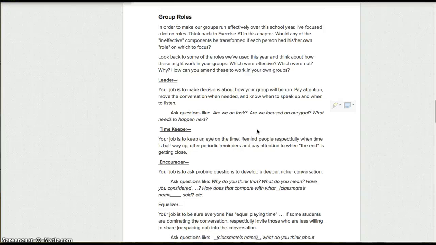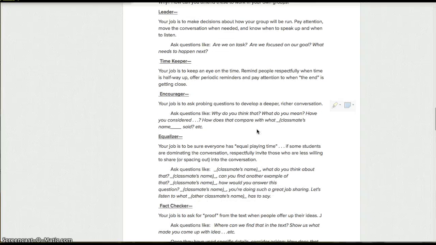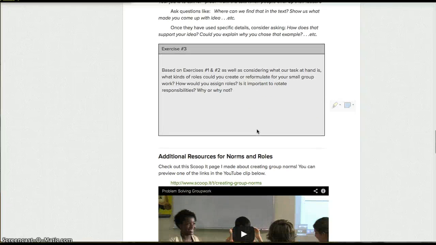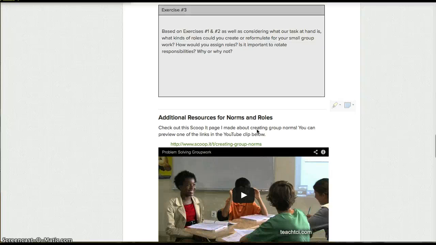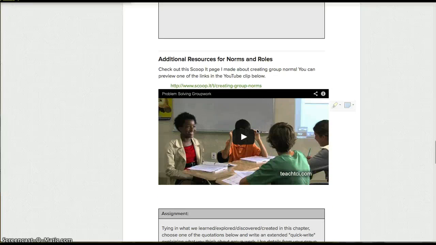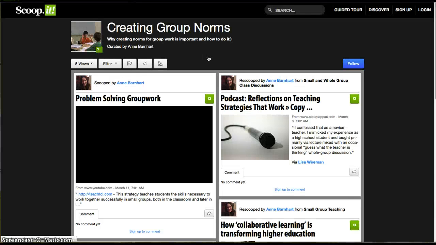Then we talk about group roles that we've developed and tweaked over the year and which would work the best for them. And then they think about what roles and responsibilities, what it means for norms and roles, and how that's going to make their group work smoothly. I created a Scoop It and embedded the Scoop It as well, which is the last thing that I'm going to show you.